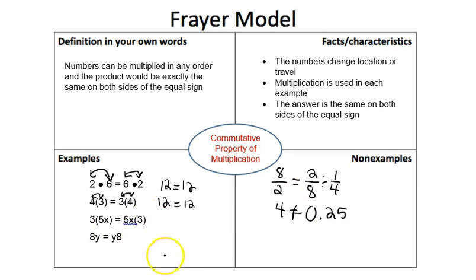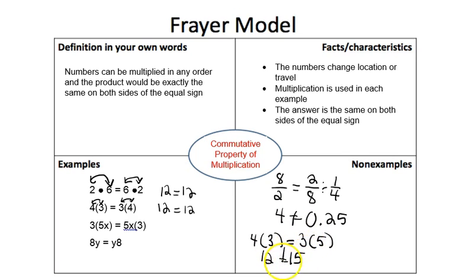Another non-example would be 4 times 3 equals 3 times 5. Although the 3 changed location, we don't have the same constants on both sides of the equal sign. Over here we have a product of 12, and over here we have a product of 15. Those are not the same.